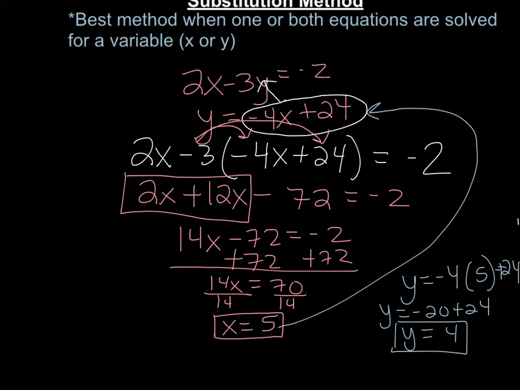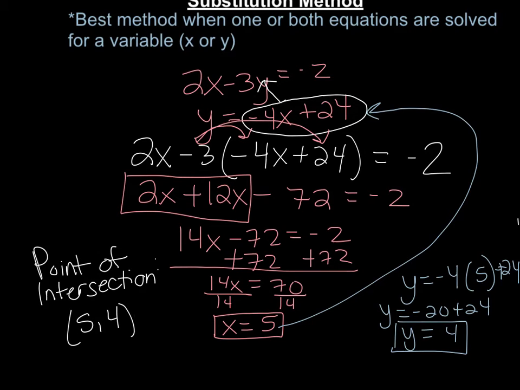What we've just found is the point of intersection for those two lines. So if we graph the two lines on the same graph grid, they would meet at the point 5, 4. So we always write our final answer as an ordered pair, and we'll tend to abbreviate point of intersection as POI. So when you see POI, just know that they're talking about the point of intersection. The one point that's on both of the original lines is the only x and y value that satisfied both equations.